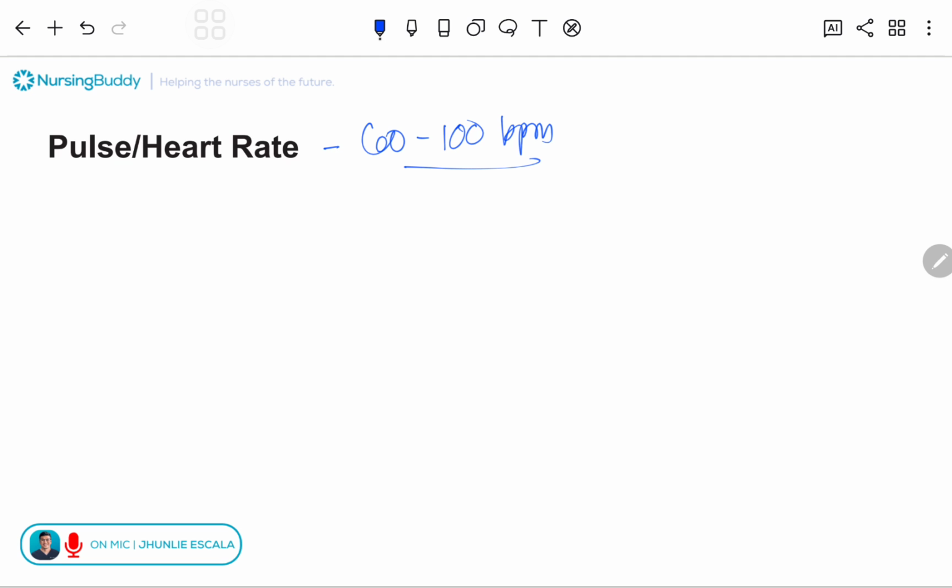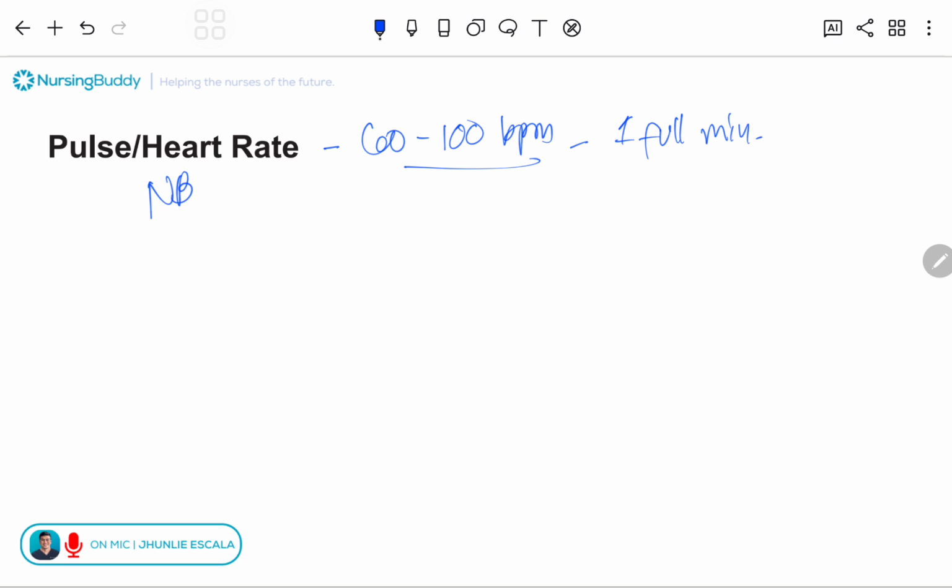And you must count this one for 1 full minute, not 15 seconds and then multiplied by 4. Okay, not 1 second and then multiplied by 60. Okay, that's actually unethical, kapatid. So, 1 full minute po ang pag-count natin dito.